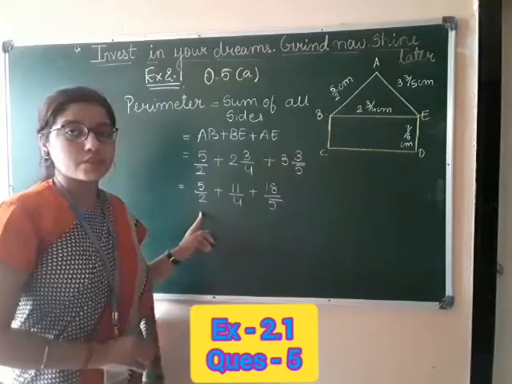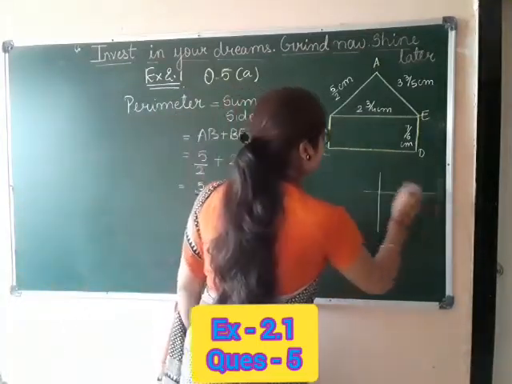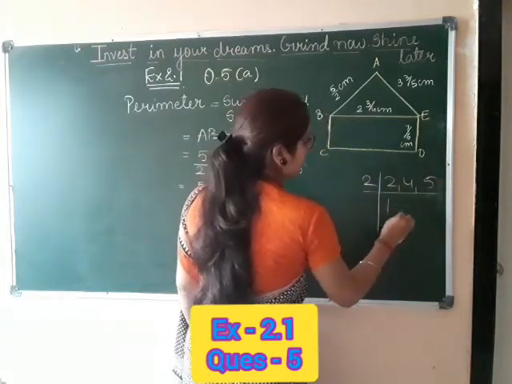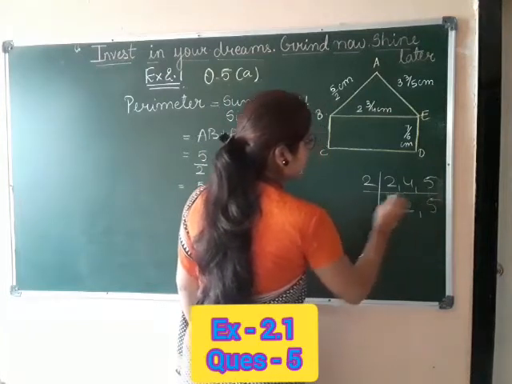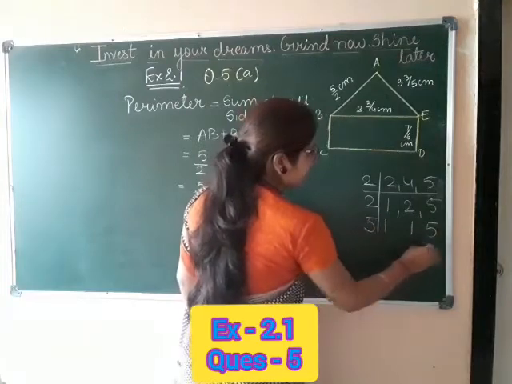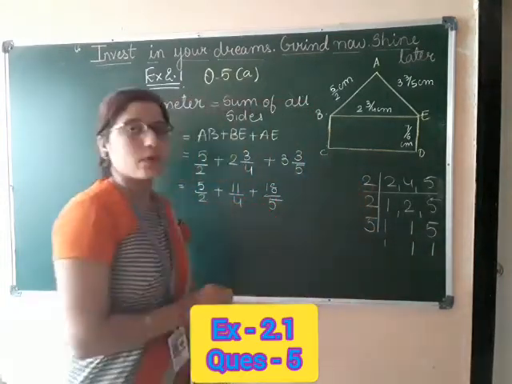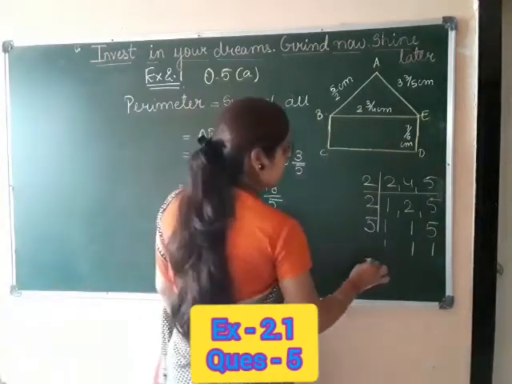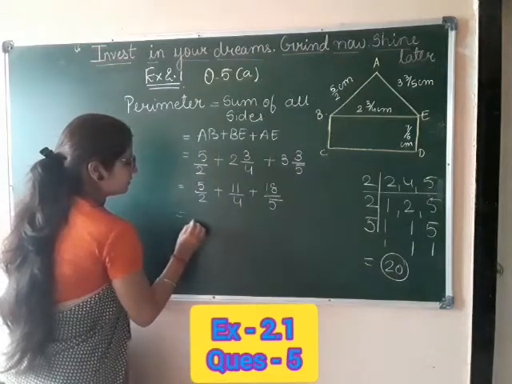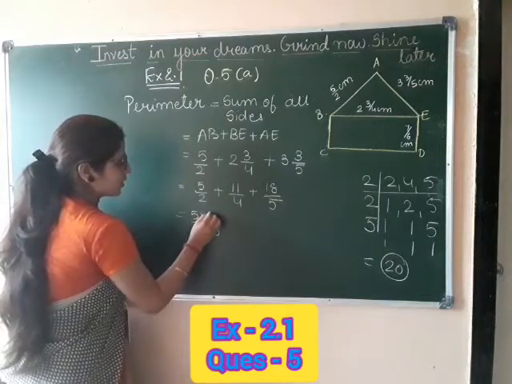The denominator is different, so we have to take the LCM. We will take the LCM of 2, 4, 5. 2 ones are 2, 2 twos are 4, 5 as it is. 2 ones are 2, 5 as it is. 5 ones are 5, 5 twos are 10, 10 twos are 20. What LCM did we get here? That is 20.